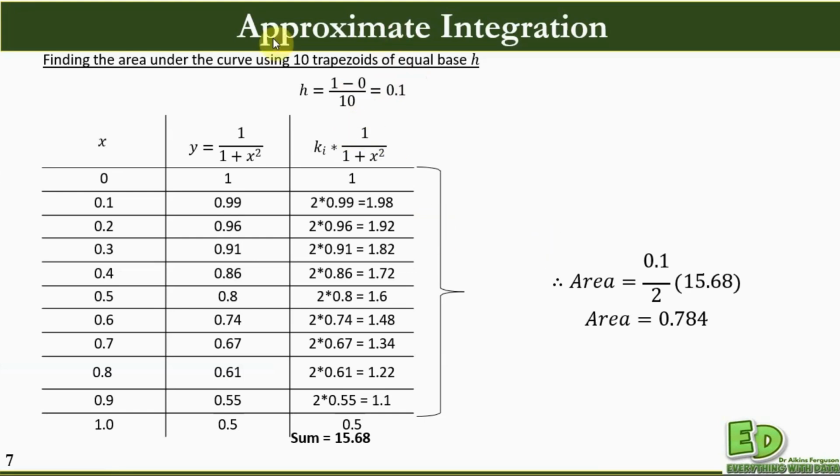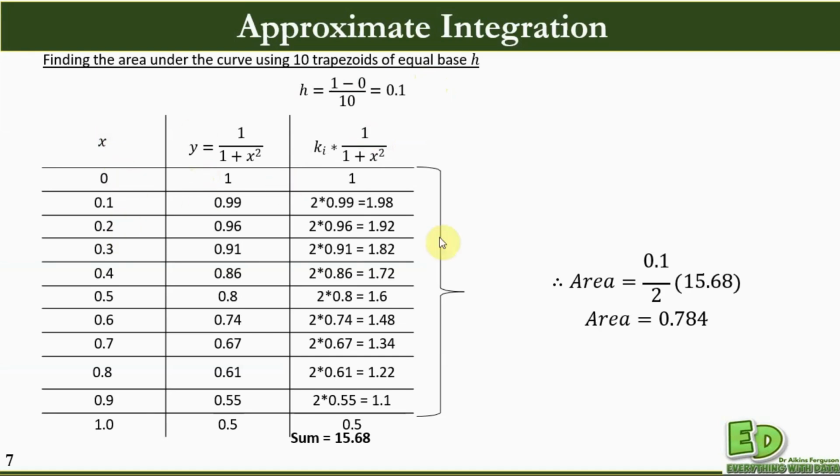So this is how you find your h, which is the width of each of these trapezoids that we have in the curve, and it is denoted by h. So this represents the width of each trapezoid. So it is upper limit minus lower limit all over number of trapeziums. You have 0.1 here. This is how you deal with it using the table approach.